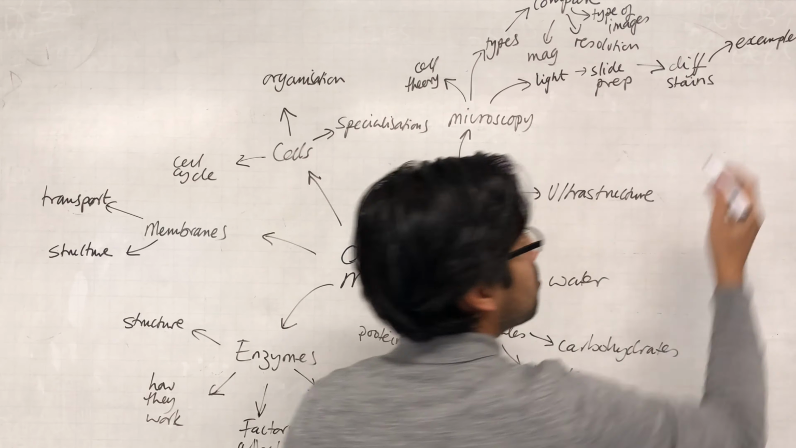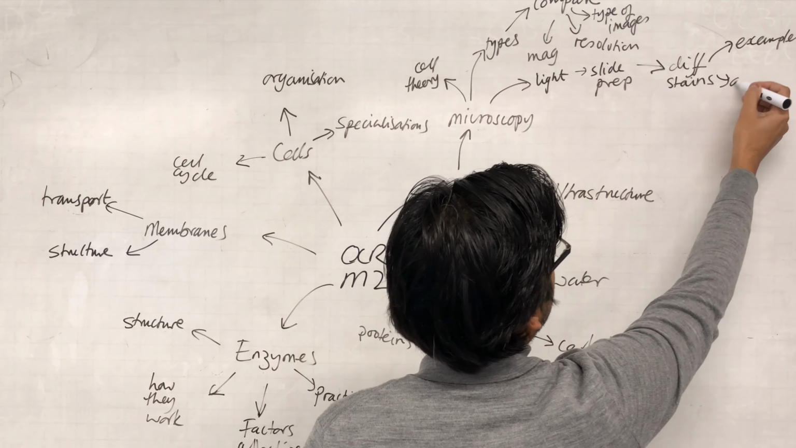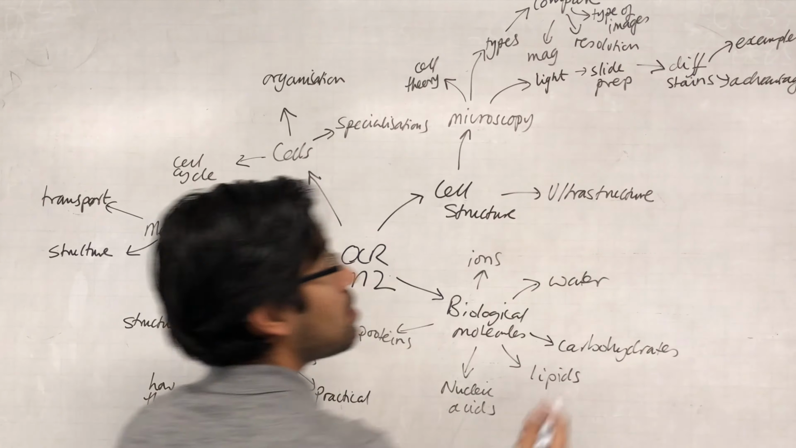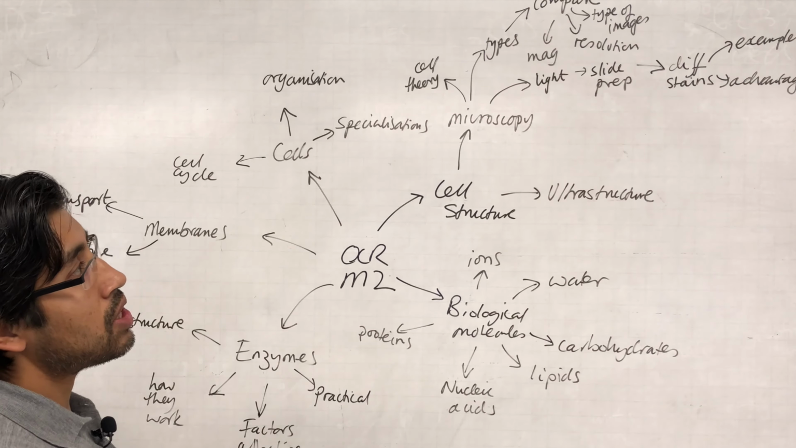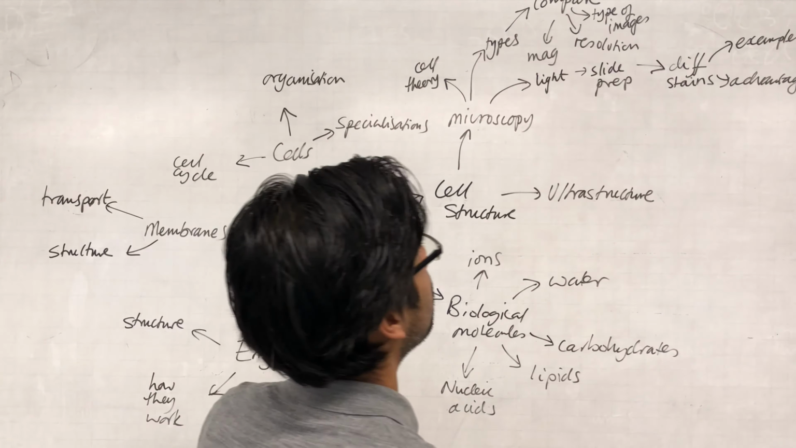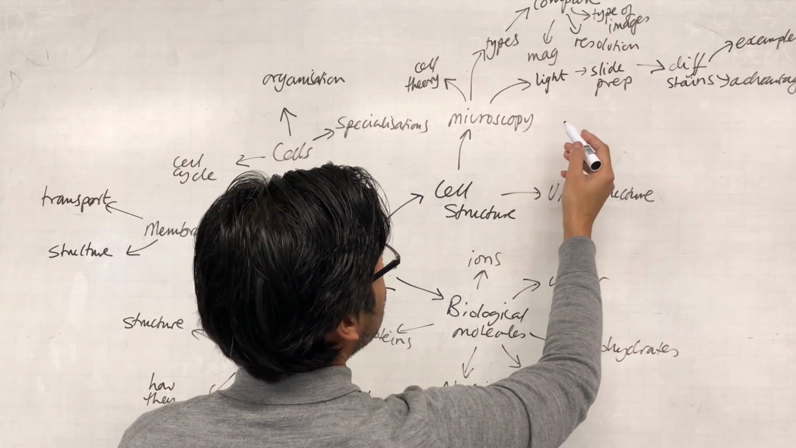So have some examples of the differential stains, know the advantages. So why do we use differential stains? Have some examples of the differential stains and what they bind to. Okay, so the applications. Right.